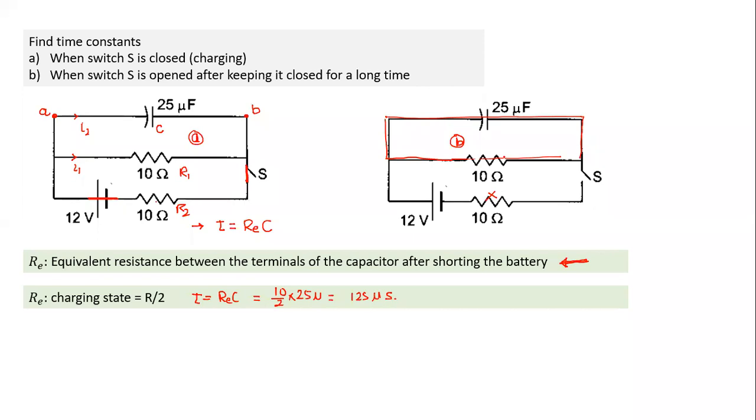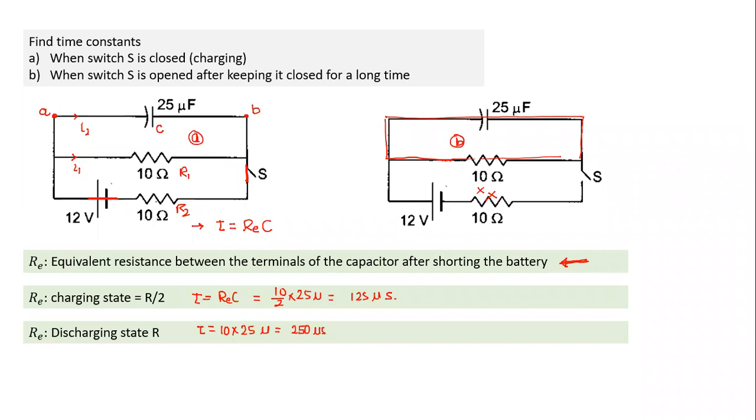How about this circuit? There's no problem here. There's only one resistance connected, and once we open it, the other is out of the circuit anyway. So in the second case, what is the effective resistance? 10 ohm. Tau will be equal to 10 into 25. So the time constant in the first case is different.